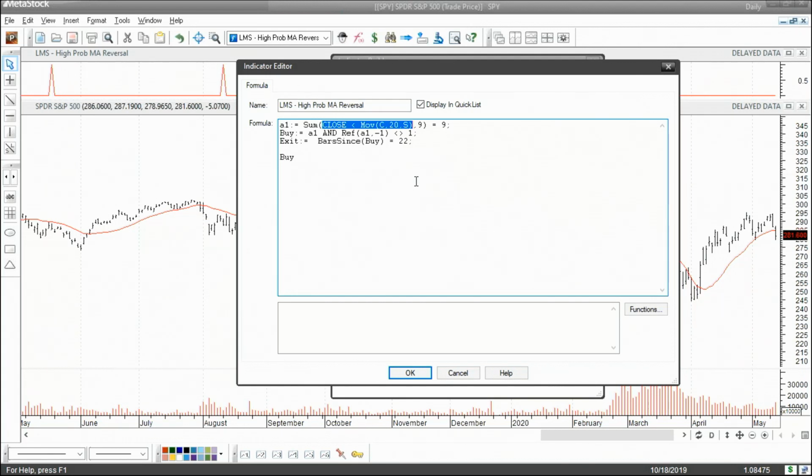The second part of this formula uses a function called the sum function. The sum function counts how many times something has happened over a particular period of time. In this particular case, I'm looking at a window of 9 periods. You'll see the 9 at the end of this formula. So in other words, it's looking at how many times the close closed below the moving average over a 9 period window. And you'll see at the very end here, it says equal to 9.